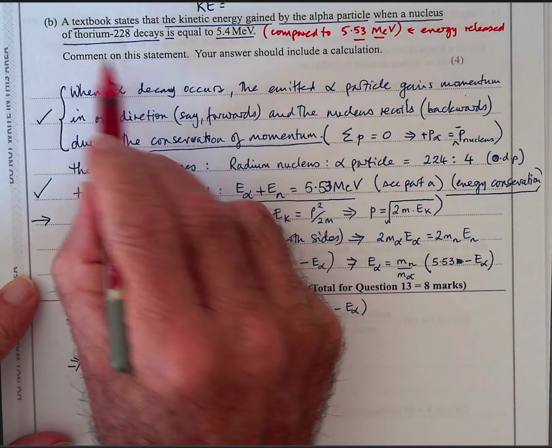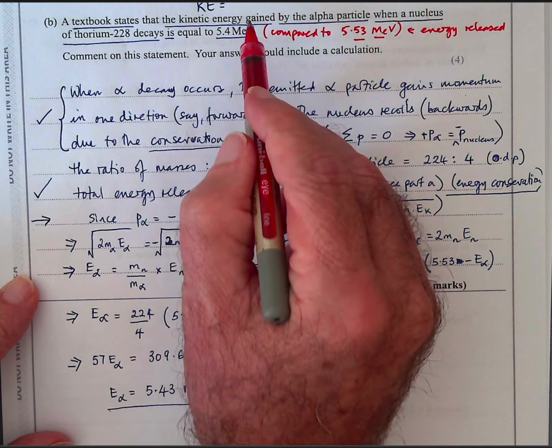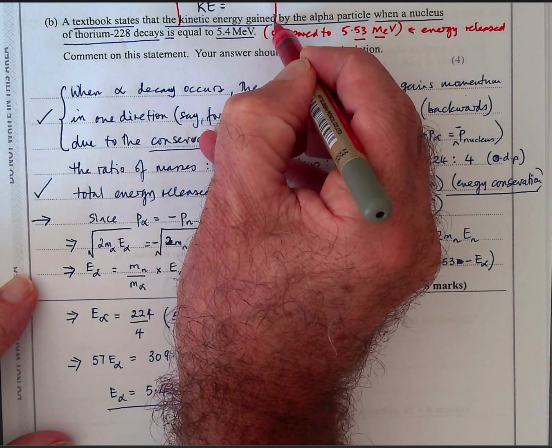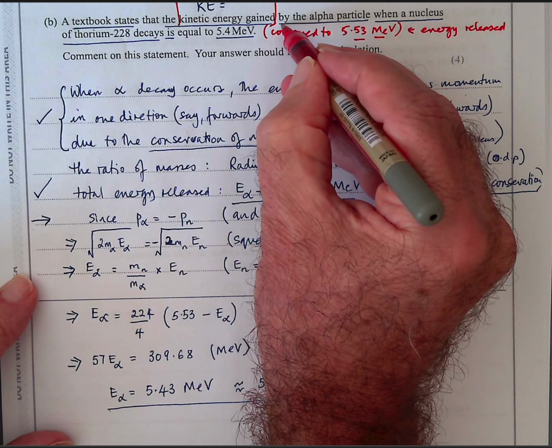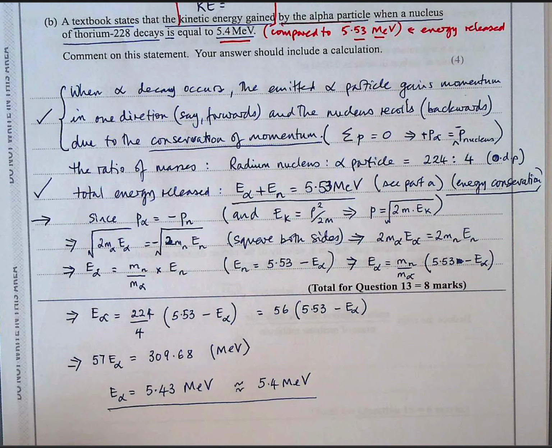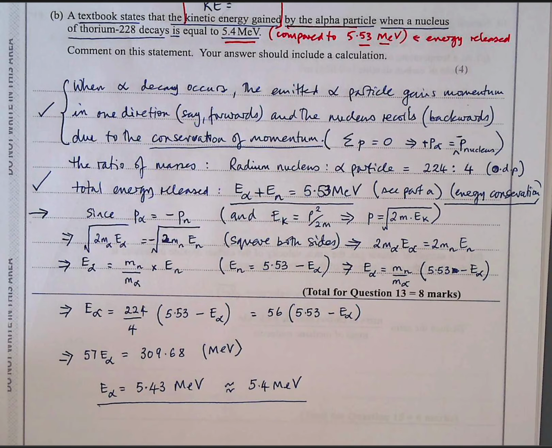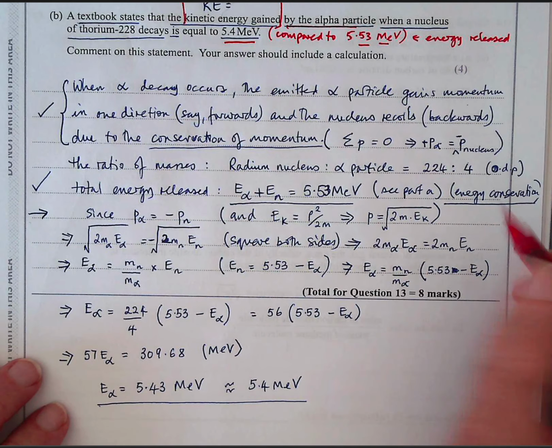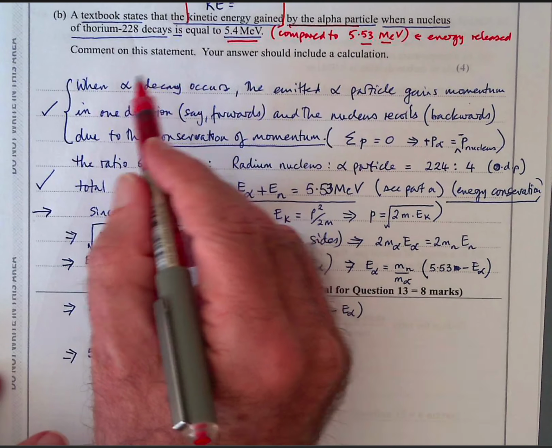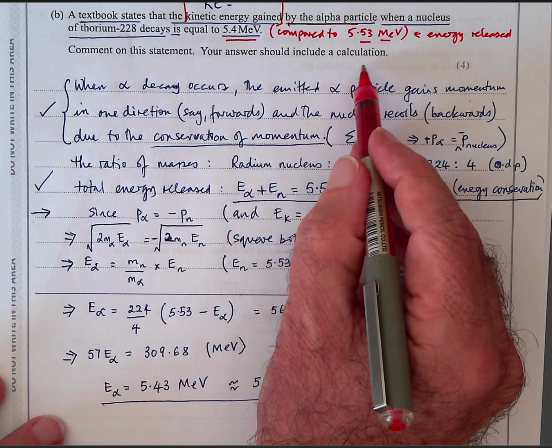And the textbook says that the kinetic energy part of this energy, the kinetic energy gained by the alpha particle, is 5.4. So most of that energy becomes the kinetic energy of the alpha particle. It's nearly all of it, but not quite all of it. So you have to comment on the statement. Your answer should include a calculation.